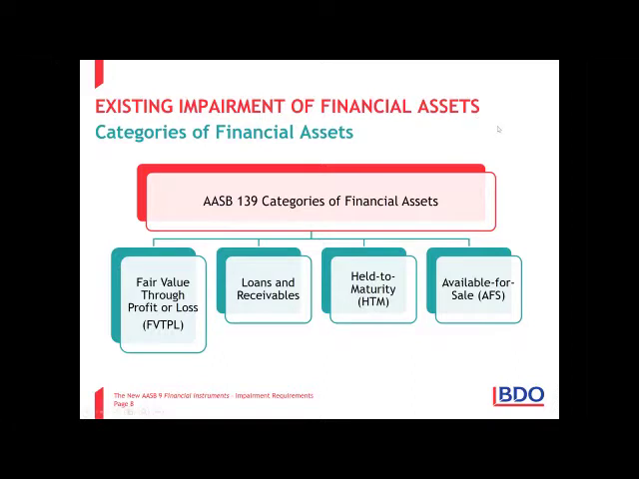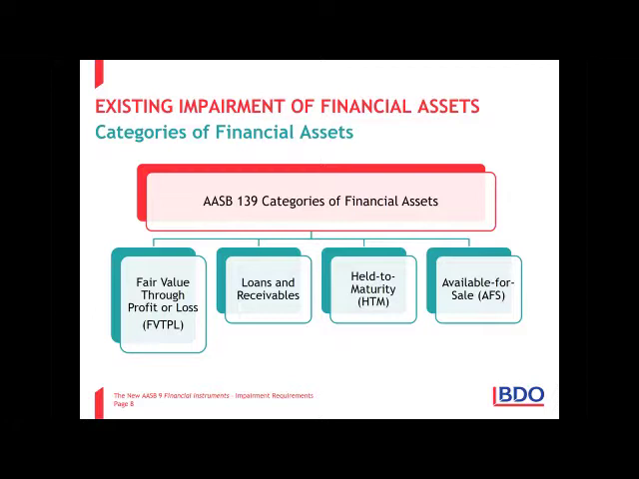Also, currently when we talk about impairment of financial assets, the four categories of financial assets that we have in AASB 139 are on the left-hand side. You can see we've got fair value through profit and loss, we've got loans and receivables, we've got held to maturity financial assets, and we've got available for sale financial assets. So our current four categories.